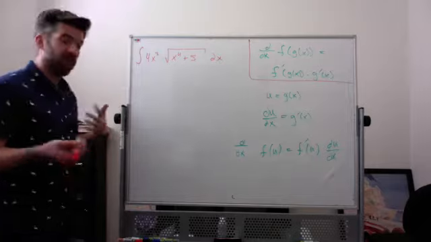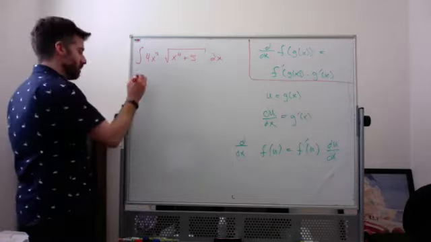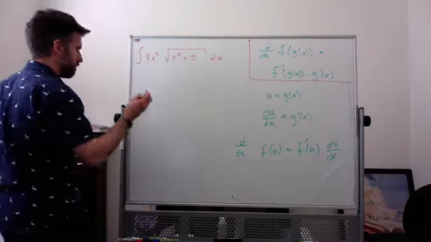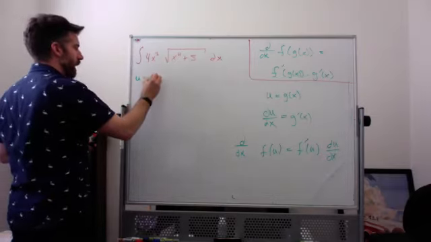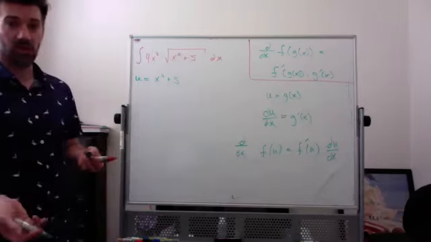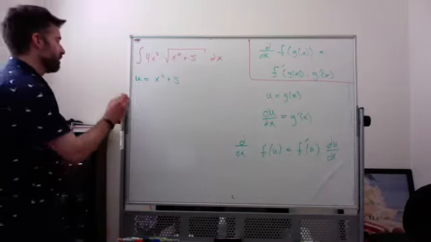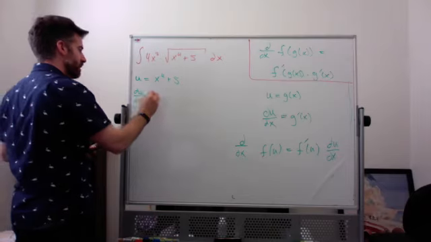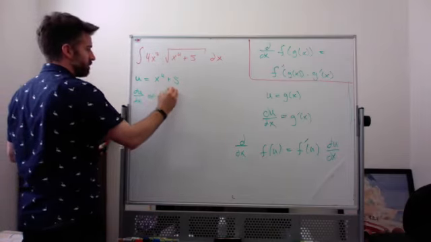With that in mind, I want to use some different colors here. Sure, green. u equal to x to the fourth plus 5 is an excellent choice, because the derivative du dx is equal to 4x cubed.